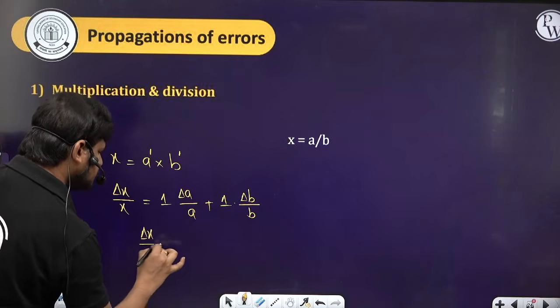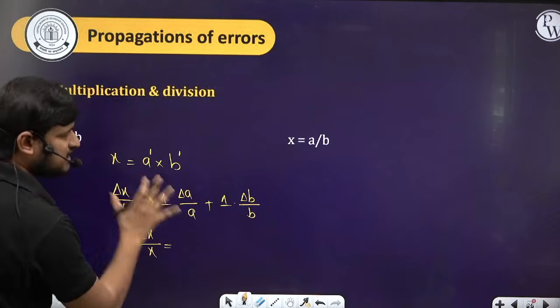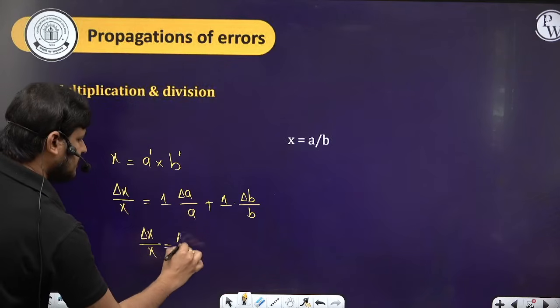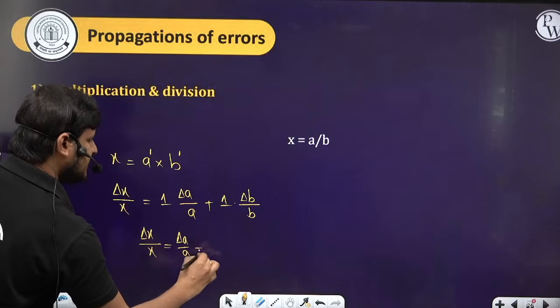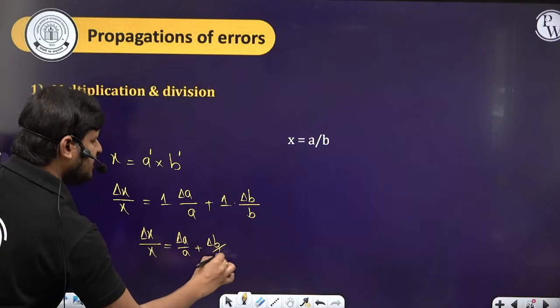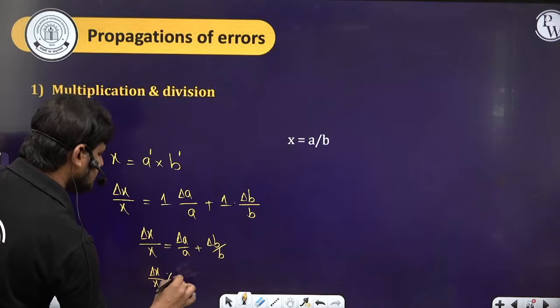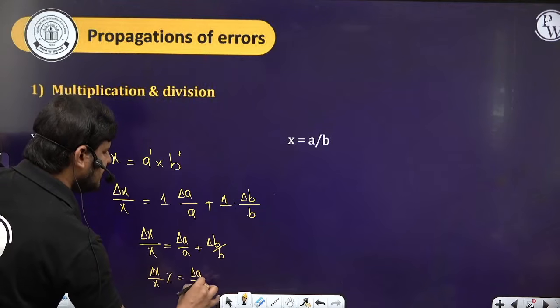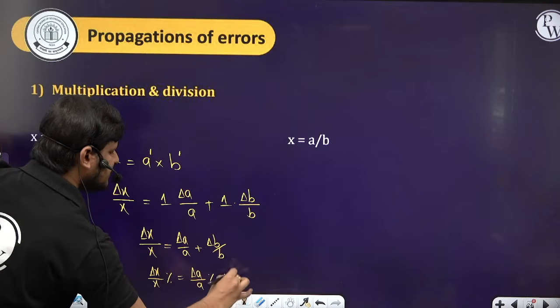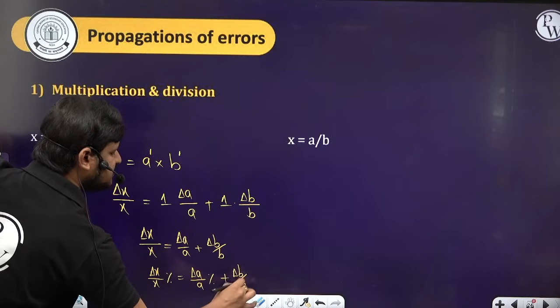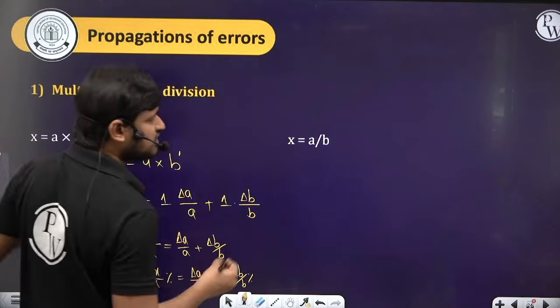We'll do questions so that you'll understand better. This part is very, very important. So delta a by a plus delta b by b. If you need the percentage error, it is simply delta a by a percentage plus delta b by b percentage. That's it. In the case of division also, it is the same thing.